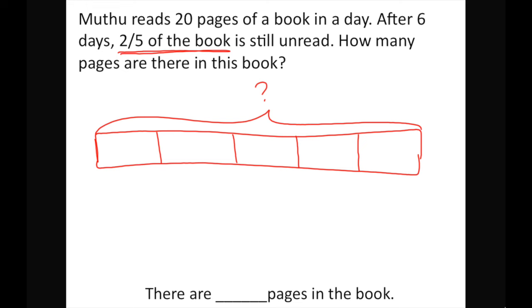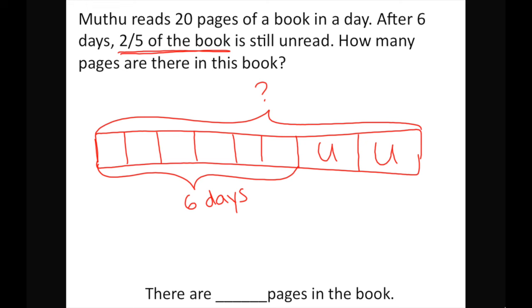After 6 days, 2/5 of the book is still unread. So 2 units are unread. This section of the bar is going to be the 6 days that he did read, right? And I can split those 3 bars into 6.